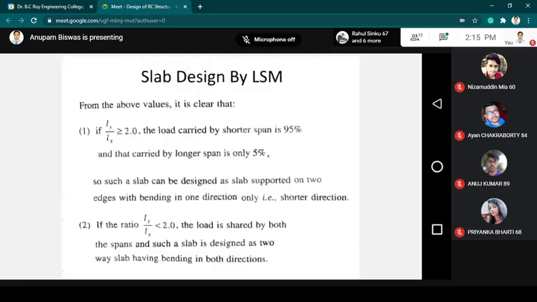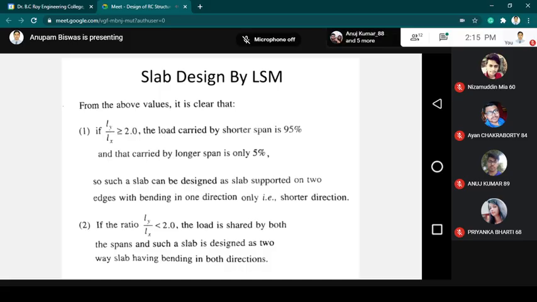Now from this, we can draw some conclusions, as I have just told. When the ratio of Ly by Lx is equal to or more than 2, that means for a one-way slab, the load carried by the shorter span is almost 95% compared to the longer span. So there is an extra pressure on the shorter span. We are giving extra load that is carried by the shorter span due to the one-way slab criteria.